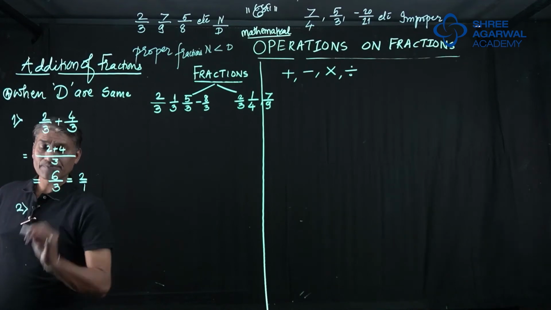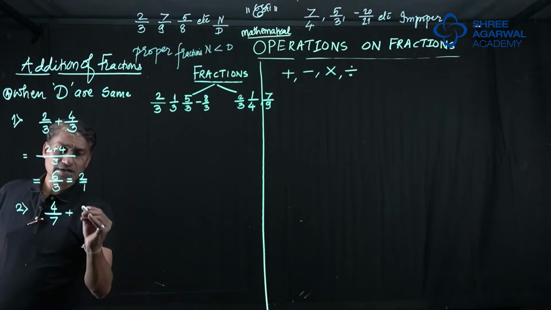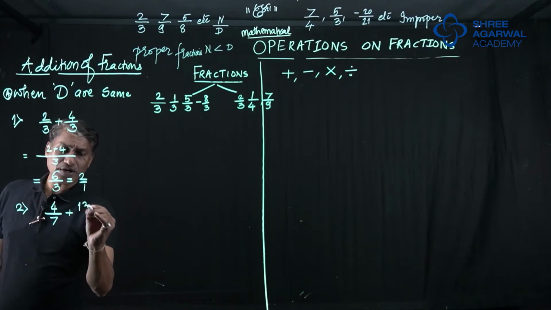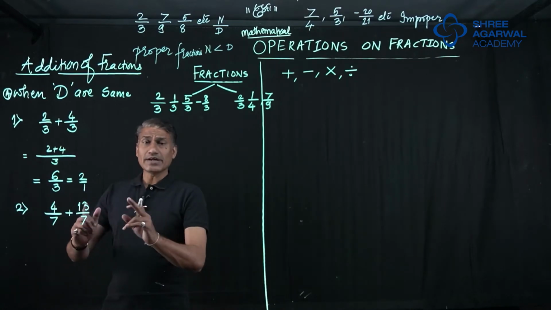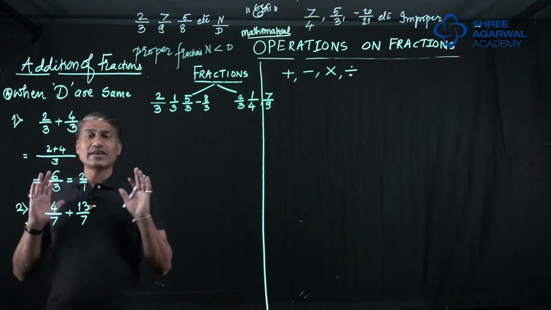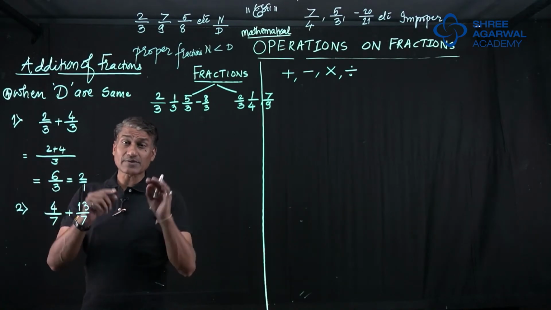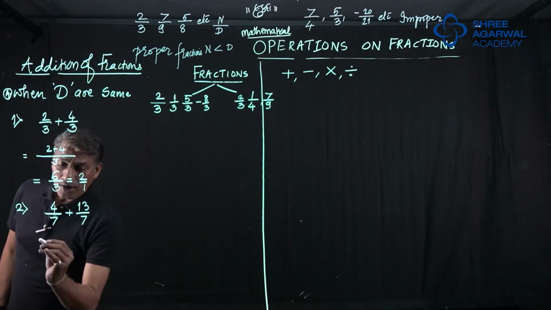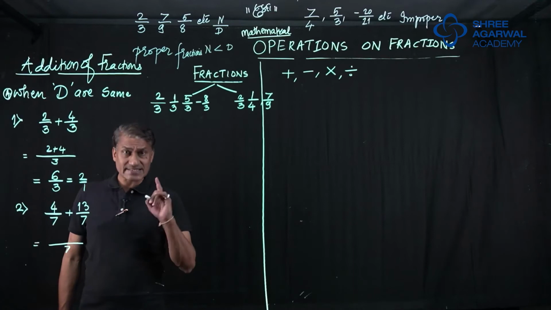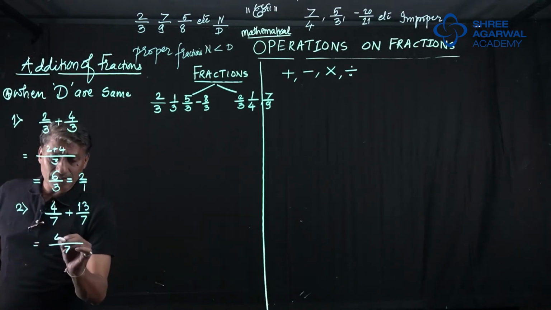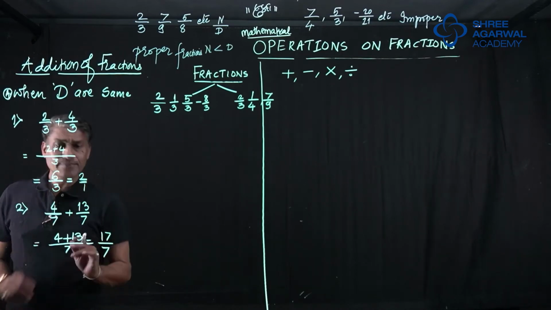Second example: 4 upon 7 plus 13 upon 7. Again, the denominators are same. Whenever denominators are same, simply add the numerators and keep the denominator same. I will keep the denominator same because the LCM of 7 and 7 is 7, and the numerators come 4 plus 13, which means 17 upon 7. That is the final answer.